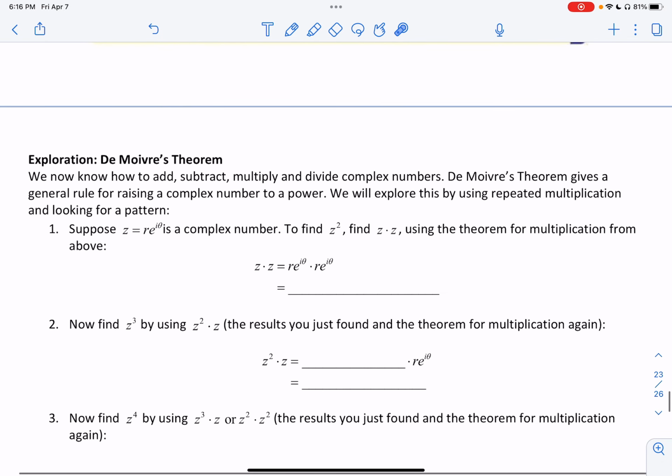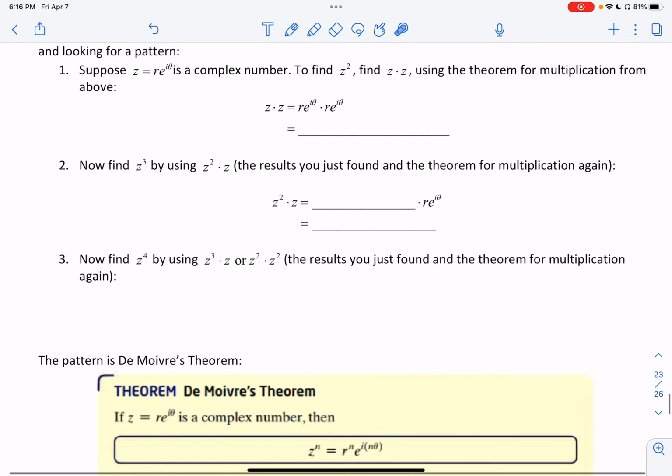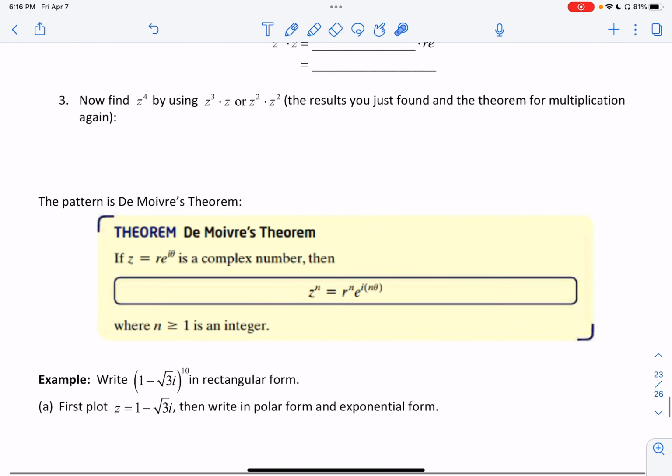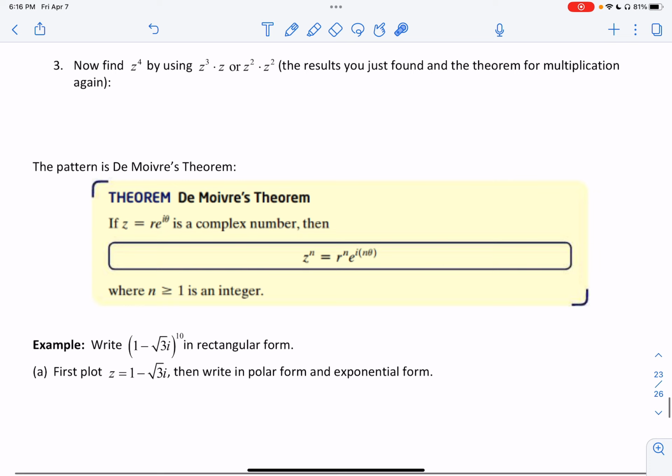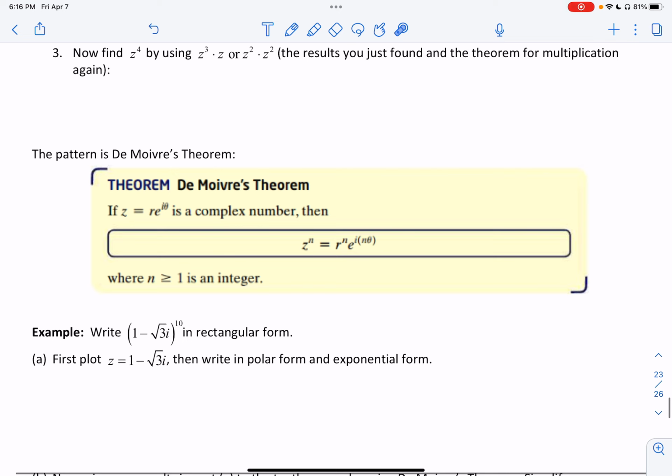All right. The next one, I'm going to skip over the exploration real quick. I'm going to show you de Moivre's theorem. If z is equal to re^(iθ) is a complex number, then we know that if I take my complex number to the power n, z^n, then I end up with that being equal to r^n times e^(inθ).